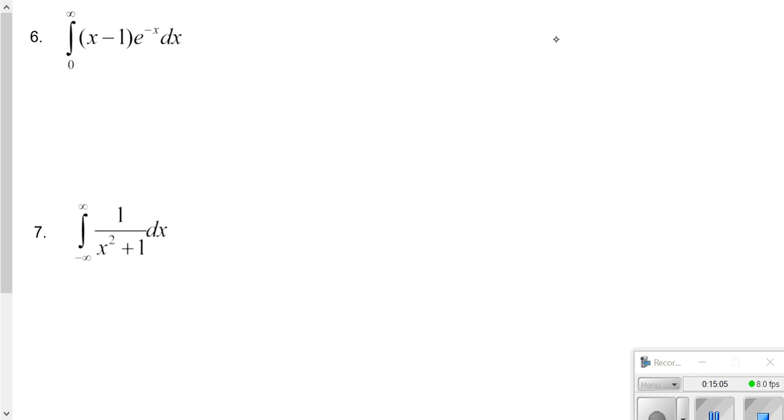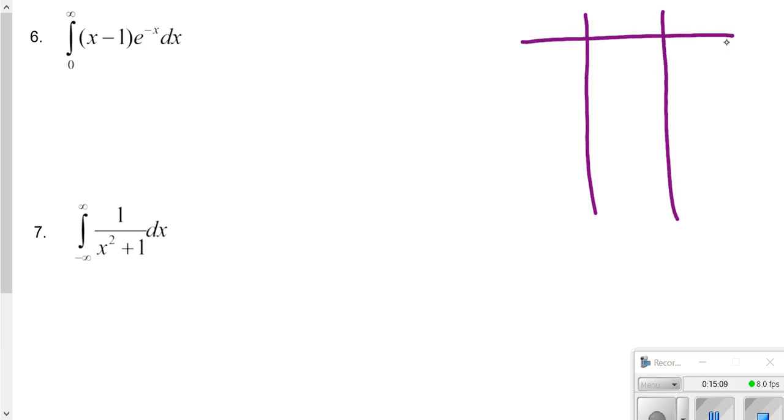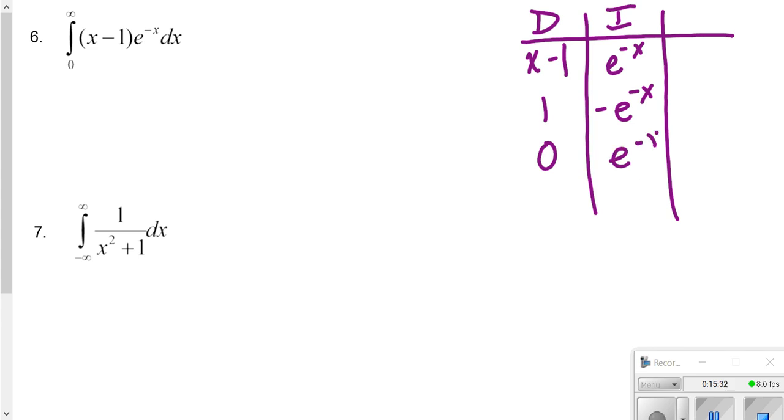Okay, so I'm going to make my little tabular integration by parts table over here, and I'm going to have x minus 1, and then my derivative of that would be 1, and my derivative of that would be 0. And the piece that I get to integrate is the other part, which is e to the negative x. When I anti-differentiate that, I pick up a negative, and when I anti-differentiate that, I pick up another negative, which would make this positive.